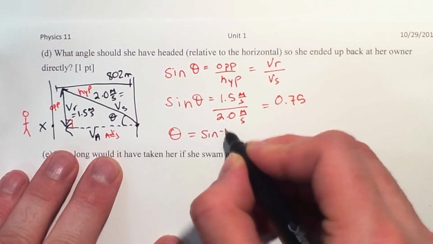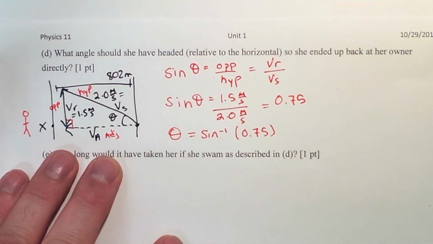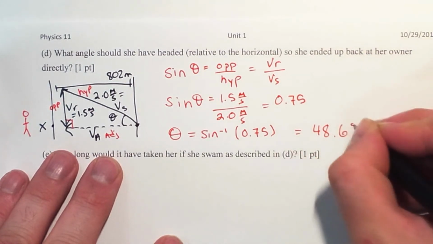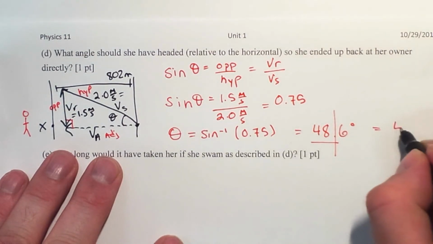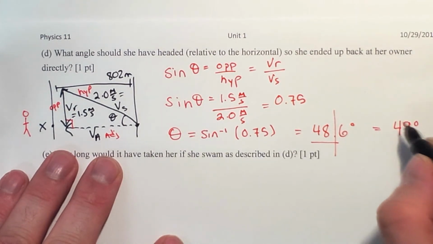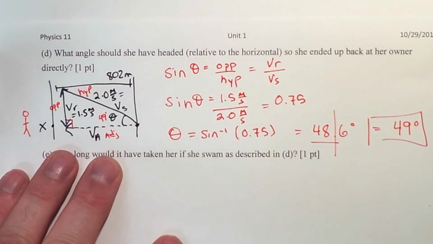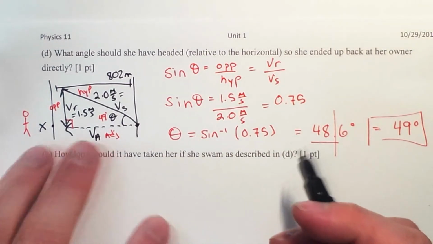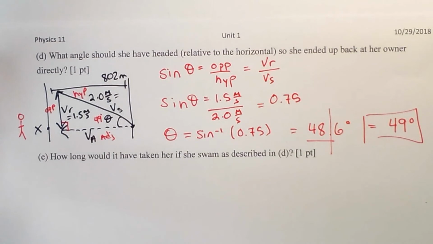So theta is equal to the angle whose sine is 0.75, which is equal to 48.6 degrees. I still only have two significant digits, so that becomes 49 degrees. So if she swims up at 49 degrees, so 49 degrees up from VA, she should arrive directly across the river.